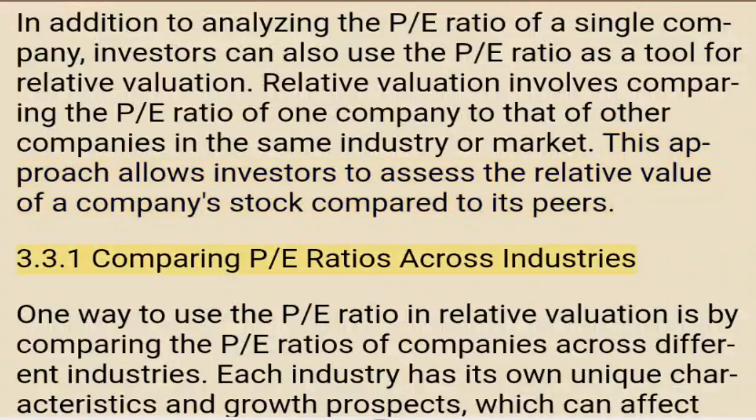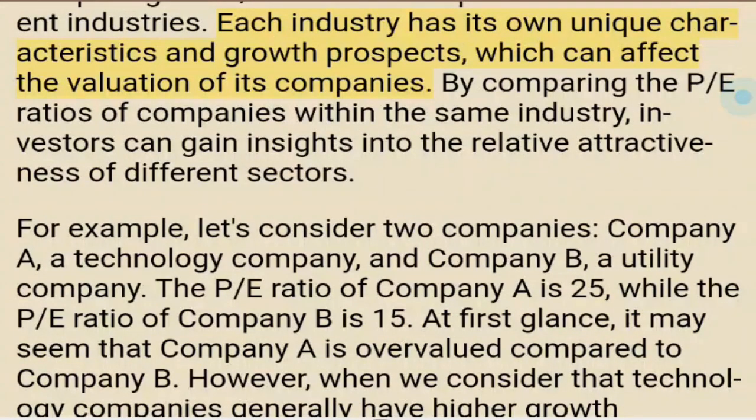3.3.1 Comparing P/E ratios across industries. One way to use the P/E ratio in relative valuation is by comparing the P/E ratios of companies across different industries. Each industry has its own unique characteristics and growth prospects, which can affect the valuation of its companies. By comparing the P/E ratios of companies within the same industry, investors can gain insights into the relative attractiveness of different sectors. For example, let's consider two companies, Company A, a technology company, and Company B, a utility company.